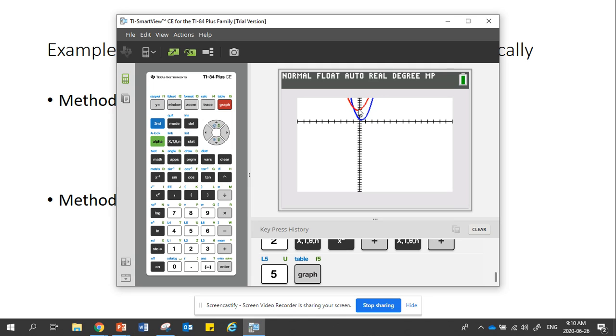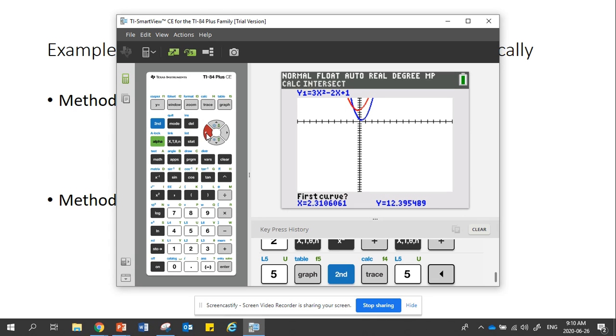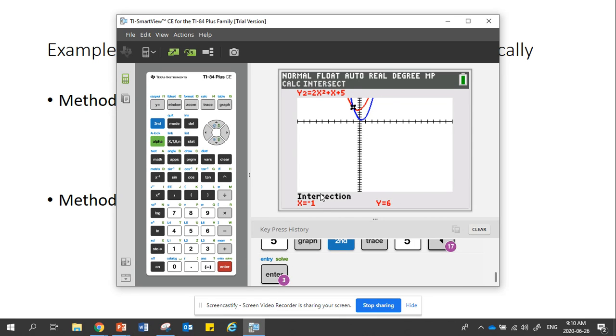Okay, and the point is, I have one intersection point right here. So if I go second calc intersect, and I scroll with my cursor until I'm close to this intersection point over here, enter, enter, enter, and I get x equals -1. So again, guys, we don't care about this y value over here. We only care about the x value of the intersection point. So even though we got a y equals 6, this is not part of our solution, only the x equals -1.